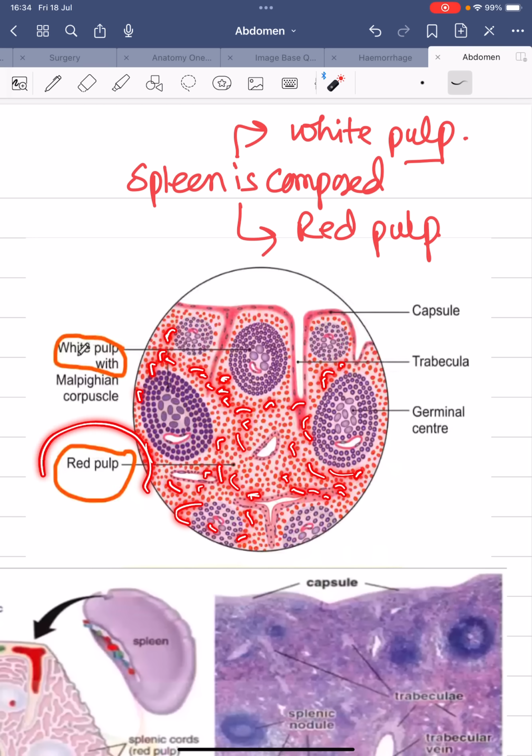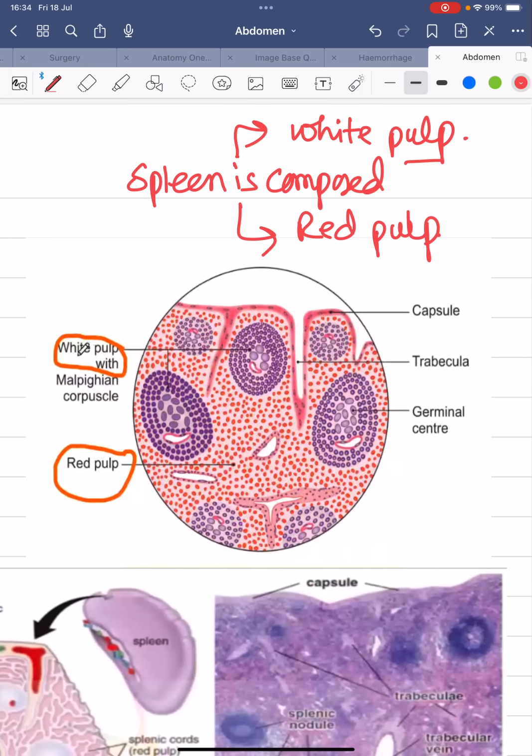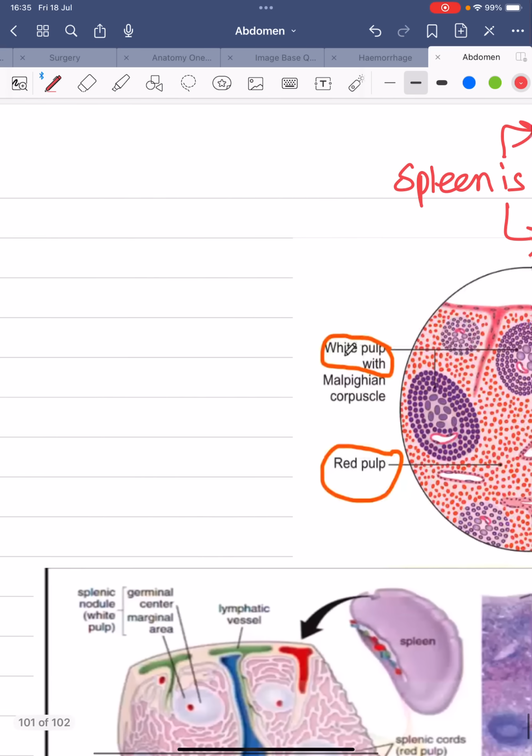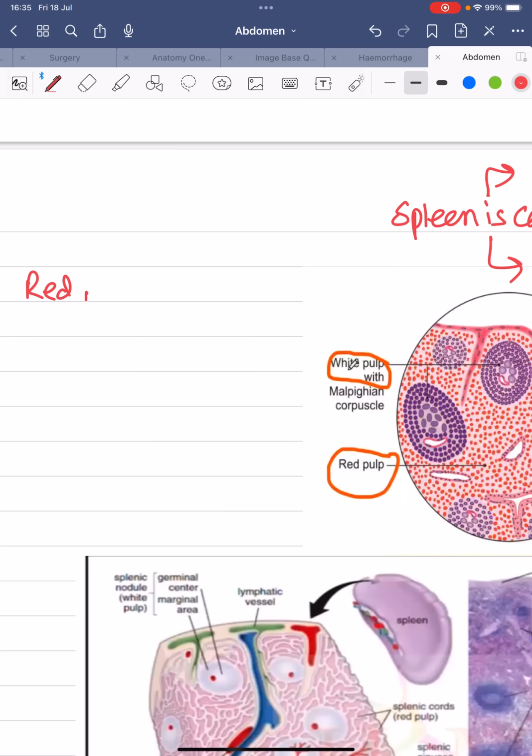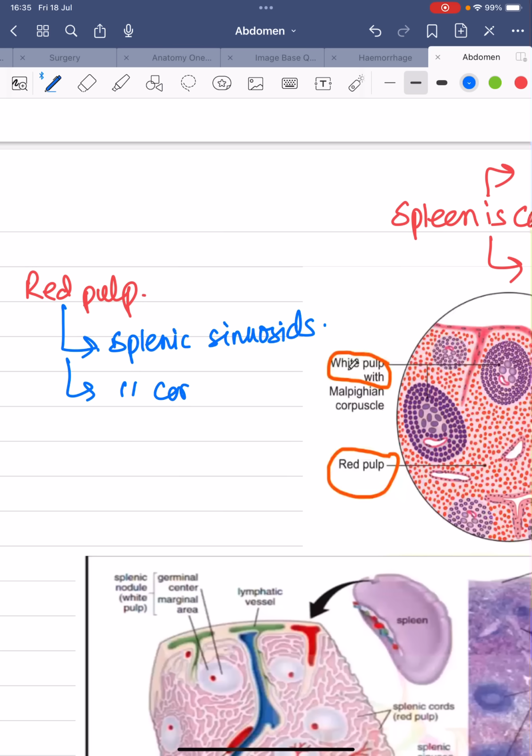Okay, so red pulp constitutes about 70 to 75% of the spleen, and it consists of a large number of RBCs. Please remember, very important point, red pulp consists of splenic sinusoids and splenic cords of Billroth. So it consists of sinusoids and splenic cords of Billroth.